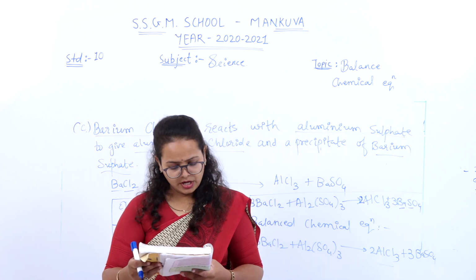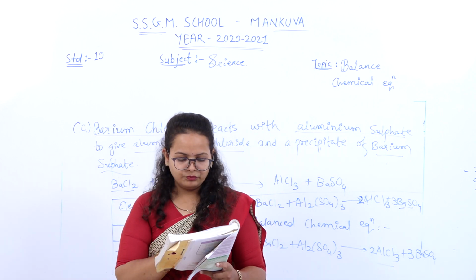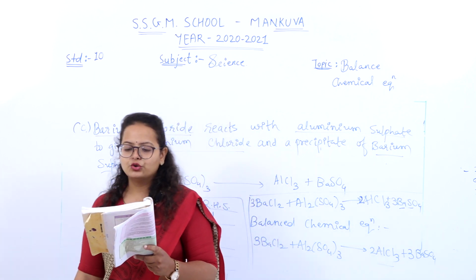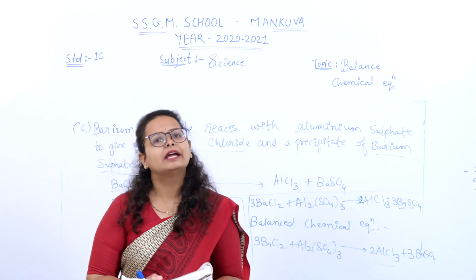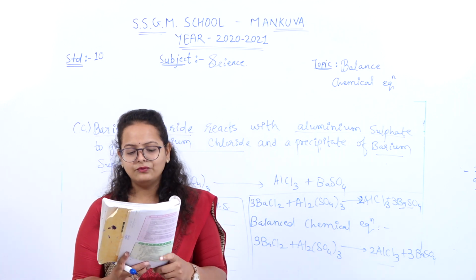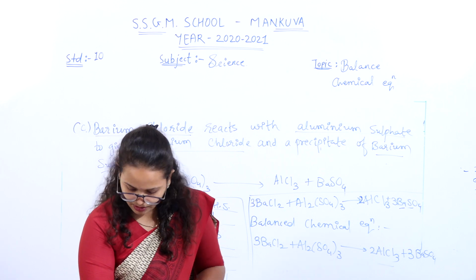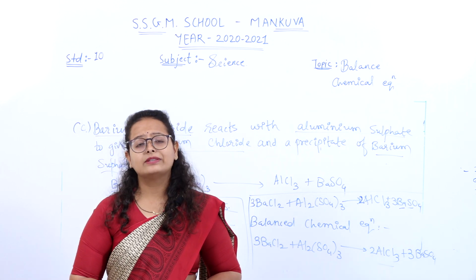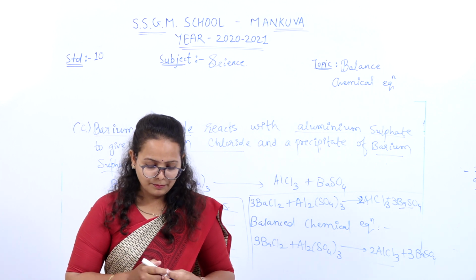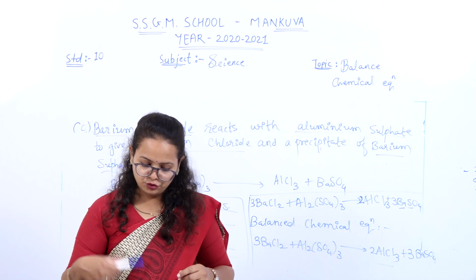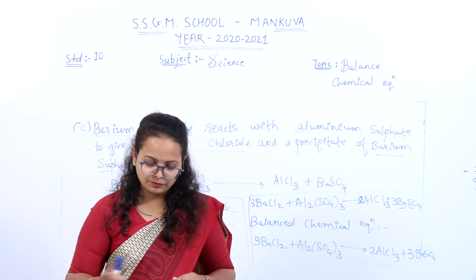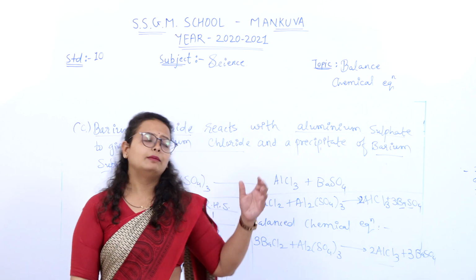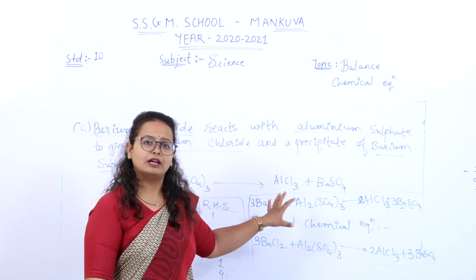So now the next one, which is potassium metal reacts with water to give potassium hydroxide and hydrogen gas. This you have to do by yourself, and today's homework, question number 6 and 7 of the exercise. Okay, so submit this homework on Microsoft Teams. If you have any doubt in that, I will clear it. Remember all rules of balancing chemical equation.